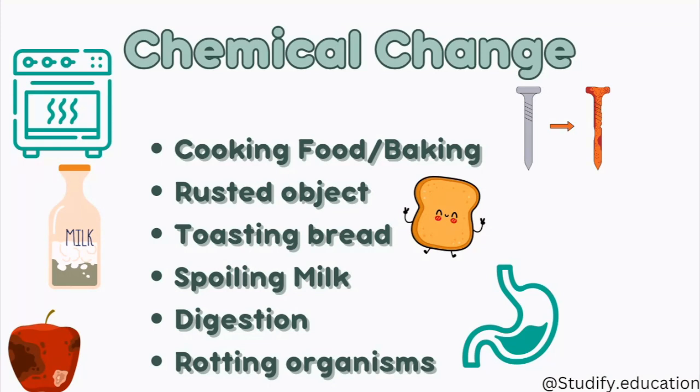Another example is rusted objects like a rusted bicycle or a rusted nail, because the metal in the bicycle reacts with the water and oxygen in the atmosphere, which causes the chemical compounds to change. Other examples are spoiled milk, which is caused by the bacteria that ferments the lactose, also known as milk sugar, which turns it into lactic acid, which causes the milk to spoil and curdle. Rotting organisms are caused by bacteria breaking down the structure of the chemical compounds, which results in new chemical compounds.